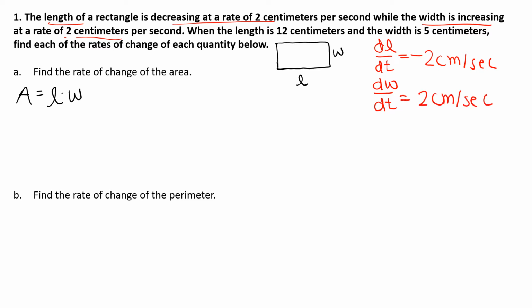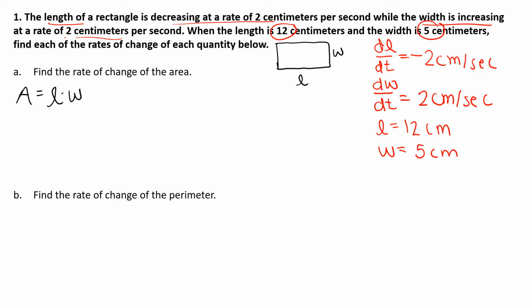Then it says when the length is 12 centimeters and the width is 5 centimeters. So L is going to be 12 centimeters and W is going to be 5 centimeters. Then we're going to find each of these quantities. So we're going to be using these 4 known quantities for both A and B. For A, we're looking at the area, so we have A equals L times W.